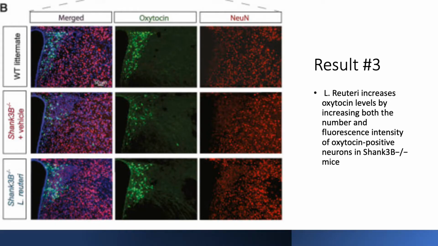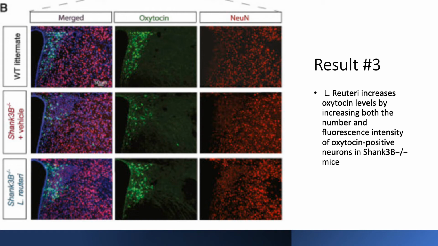Alright, moving on to result 3. It was excitingly found that L. reuteri increases oxytocin levels by increasing both the number and fluorescence intensity of oxytocin-positive neurons in Shank3B- mice. In this graph, you can see how both the control and the Shank3B- mice treated with L. reuteri show a similar level and intensity of oxytocin-positive neurons, while the Shank3B- plus vehicle, the sham, has reduced levels and intensity of oxytocin-positive neurons. It is known that an increase in oxytocin can increase dopamine levels in the VTA, a part of the brain partially responsible for social interaction.